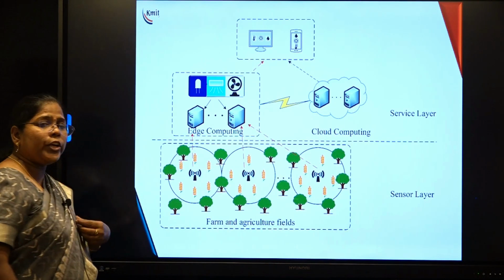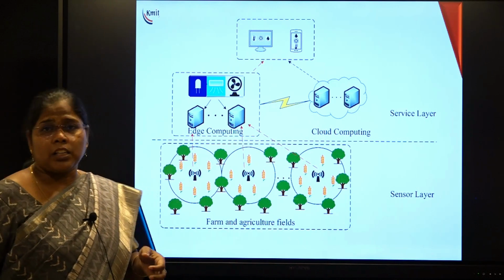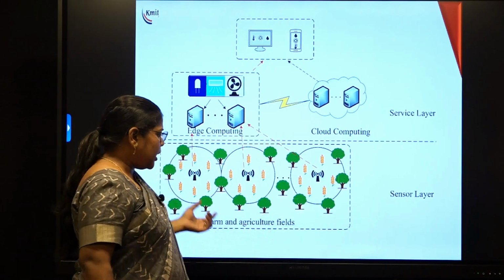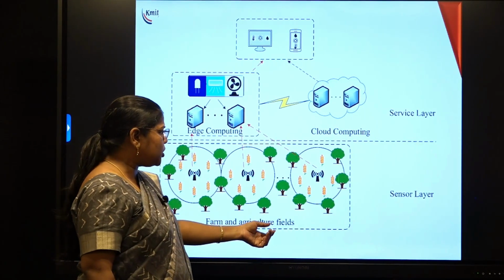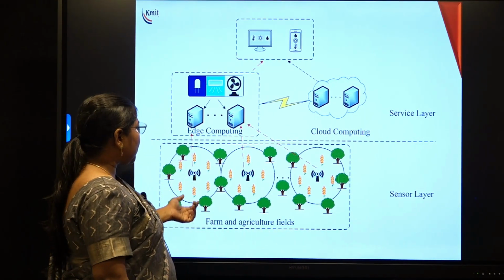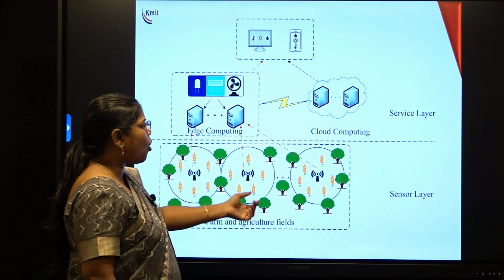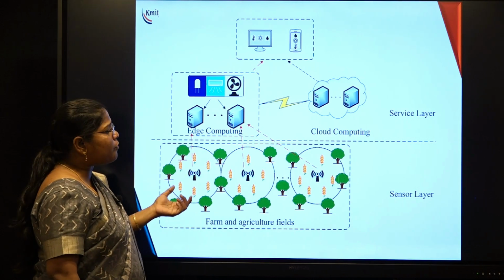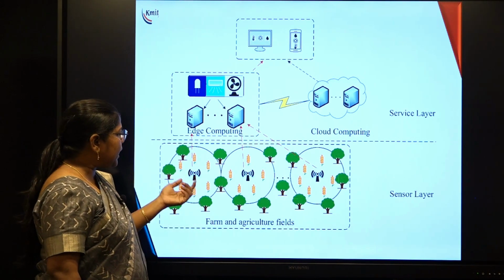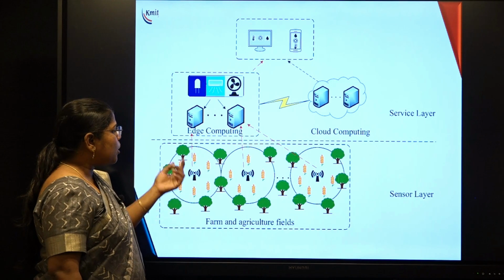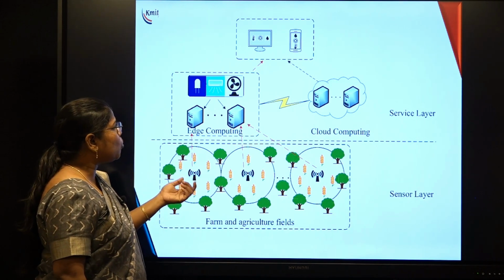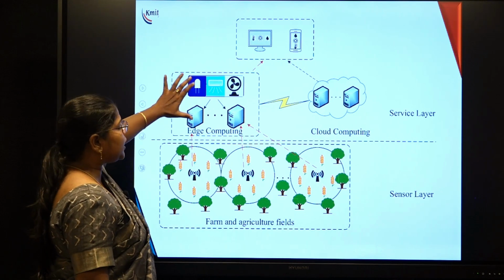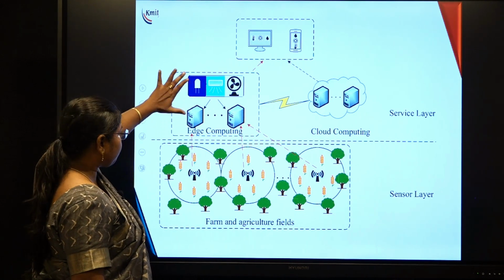So, how do we use this in agriculture farming? We know that we have a farm. In this farm and agriculture field, we are placing different types of edge devices to collect a lot of data from the farm. The data about the farm should be transmitted to a server which can process the data.